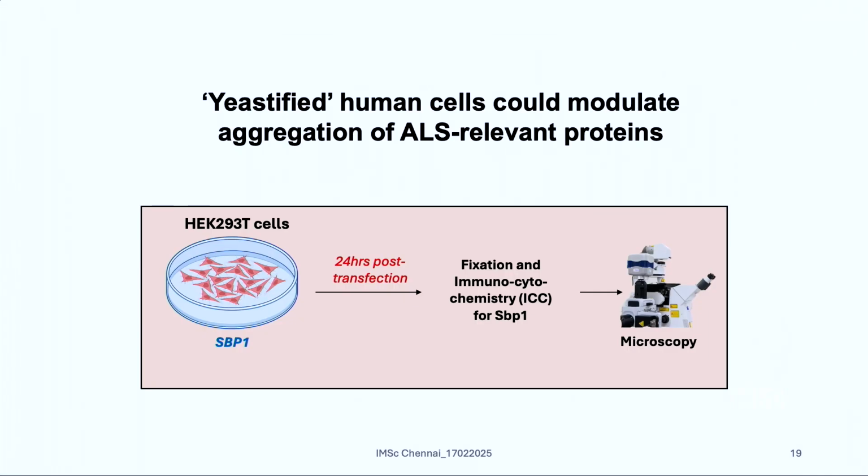Okay, so what they did was they took this low complexity sequence from yeast and expressed it in human cells. That's why I'm calling these yeastified human cells. You often hear about humanized yeast and humanized mice, but this is the reverse. We have taken a sequence, a protein from yeast, and are expressing it in humans. And we are asking, how does it affect the aggregation of ALS relevant proteins, right? And now remember, we are doing this in the context of human cells.